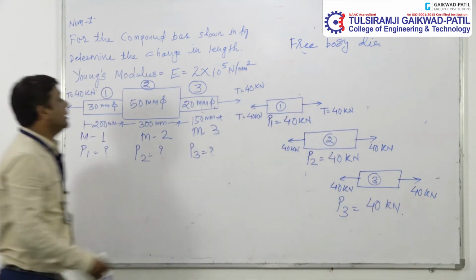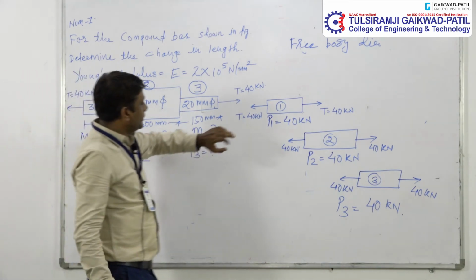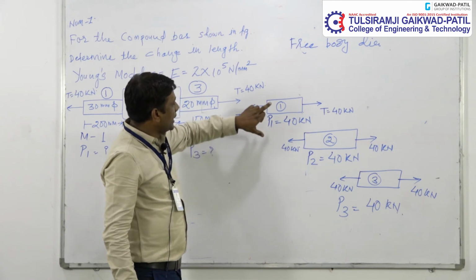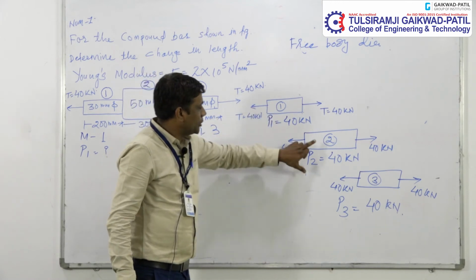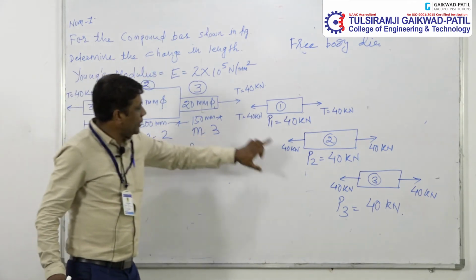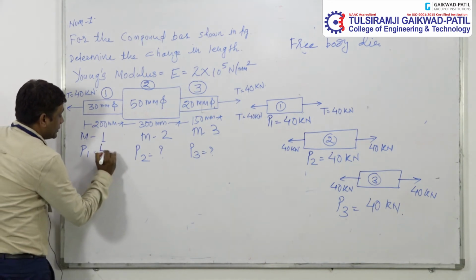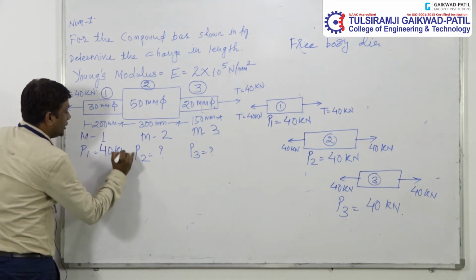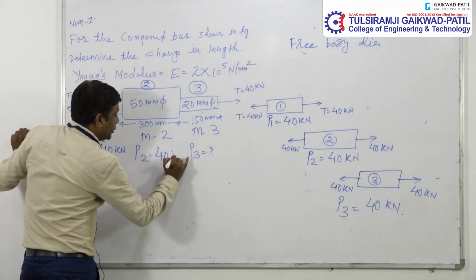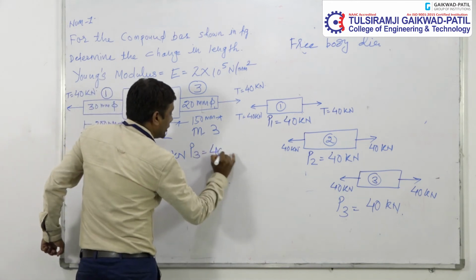So in this way, you have to find out the value of tensile loading at figure number 1, figure number 2 and figure number 3. So this way we will get the values of P1, P2 and P3. Here we can write the axial load P1 is 40 kilonewton, again P2 is 40 kilonewton and P3 is 40 kilonewton.